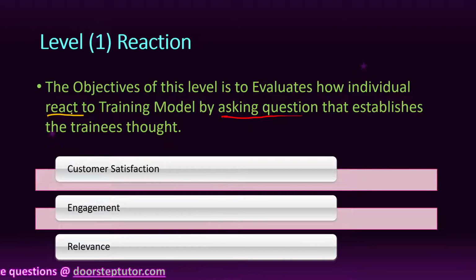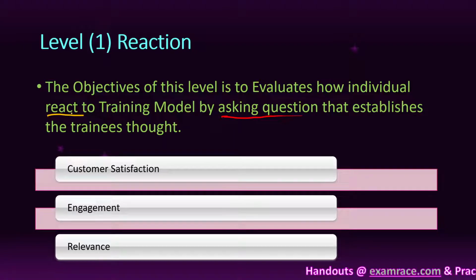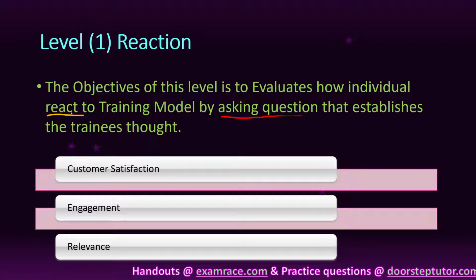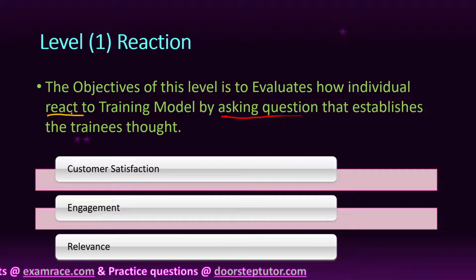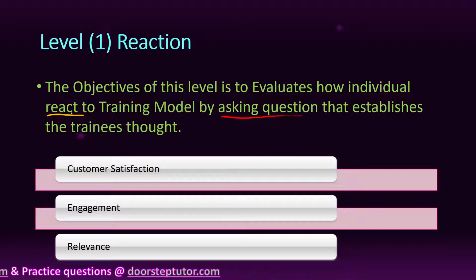So in relevance, we see the learning experience of that particular teacher or student, and how much they are going to apply that learning experience, how much they applied that thing in their real life situation. So all this reaction we check in Level 1, that is reaction. Okay, next thing is what?